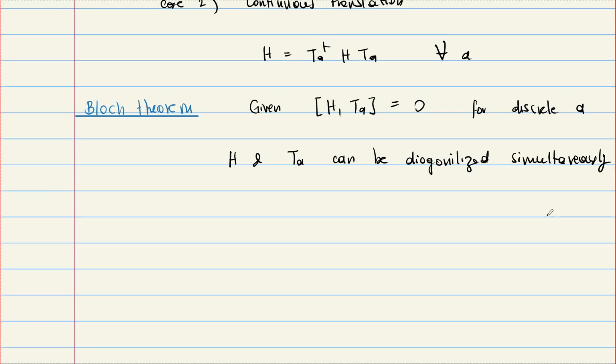So what are their eigenvalue equations? First, we have the time-independent Schrödinger equation, H psi of x is equal to E psi of x. Right? This is an eigenvalue equation for the Hamiltonian, and the same psi should have an eigenvalue for T_a, T_a times psi of x. Let's call it lambda times psi of x. Good.